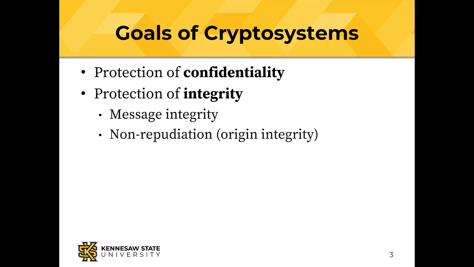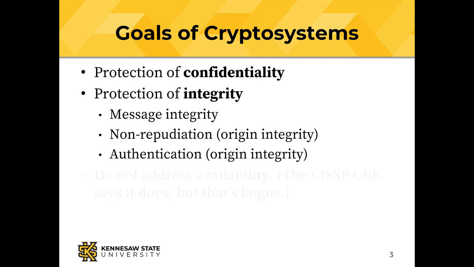Another one is non-repudiation. That is origin integrity. One of you has given me the look. Here's the deal. If you encrypt something with a secret key that only you have, it could only have come from you. And we'll talk about that in a little bit more detail, and about how we know only you have it, as we go along. The other part of integrity is authentication, origin integrity. And those are really basically the same idea. If I can authenticate the origin of a message, then whoever originated it can't repudiate it, can't deny that they sent it.